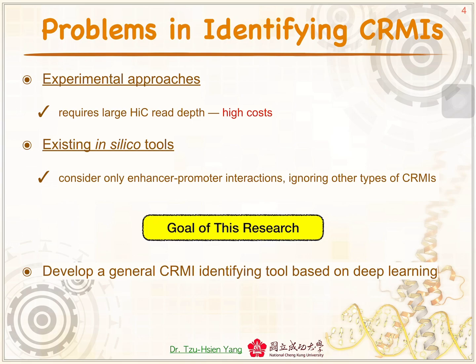But existing tools consider only enhancer-promoter interactions. They ignore other types of CRM interactions. For example, the enhancer-enhancer interactions or insulator-insulator interactions are all ignored by existing tools. So the goal of this research is trying to develop a general CRM interaction identifying tool, and we will use deep learning to achieve this goal.